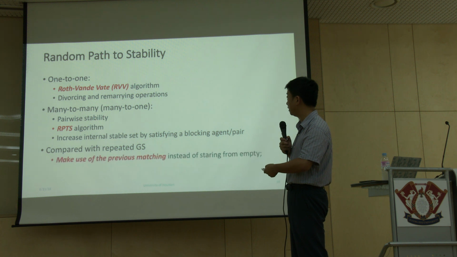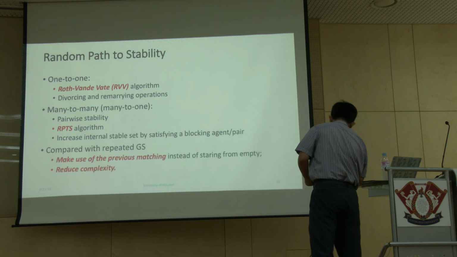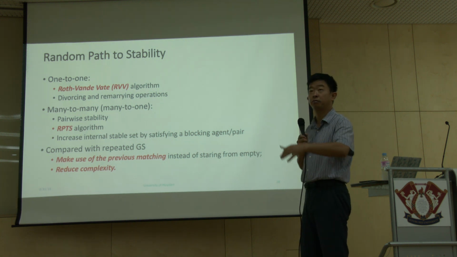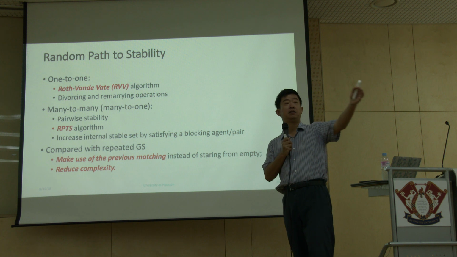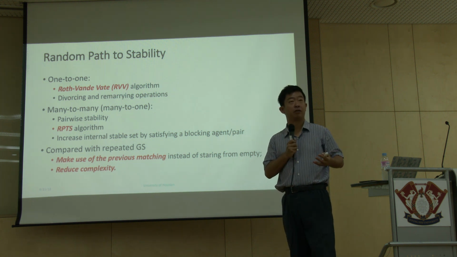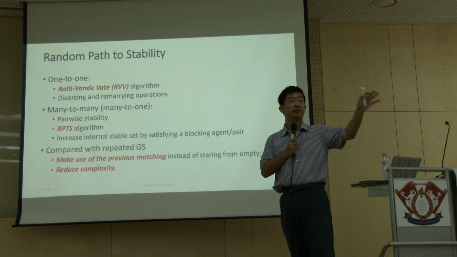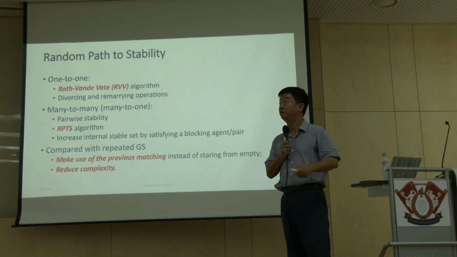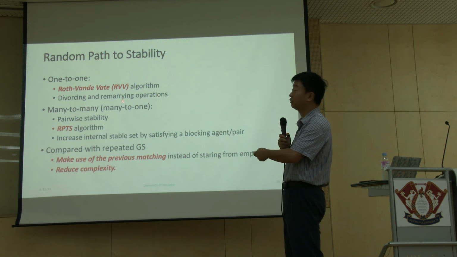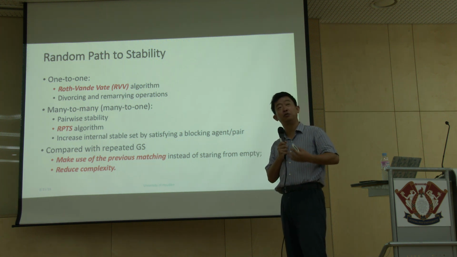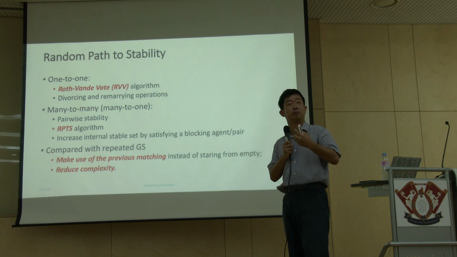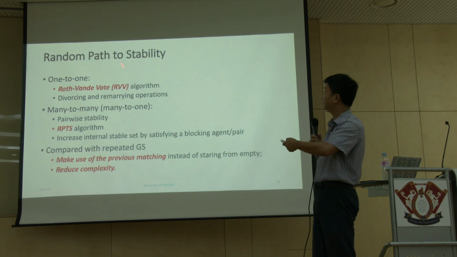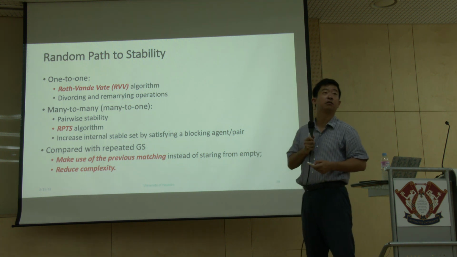Compared with repeating the GS algorithm, we make use of the previous matching. The majority of the previous matching is still stable. You don't need to redo that. Only the people with very high mobility, such as those whose preference list changes a lot, we discuss the divorcing and remarriage. So when we do this matching, we only do a partial matching. We don't need to do the GS algorithm again. This is the basic story of the RVB algorithm, and it can reduce the complexity a lot.